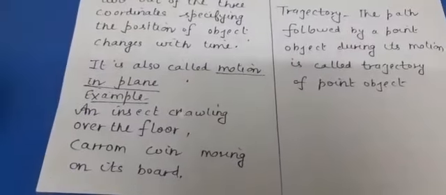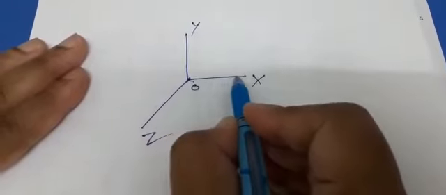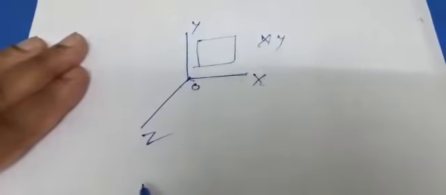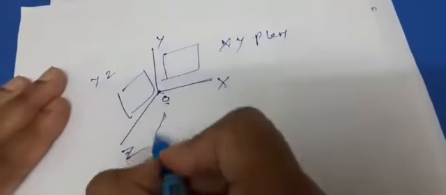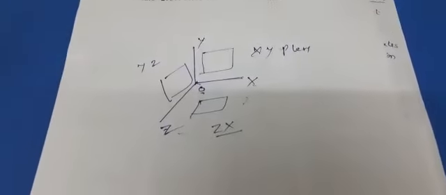Actually, suppose we take a coordinate system, and this is the origin. If I am drawing anything on this, this is the XY plane. If I am writing anywhere on this, this is the YZ plane. If I am writing anything on this, this is the ZX plane. So this sheet is treated as a plane.